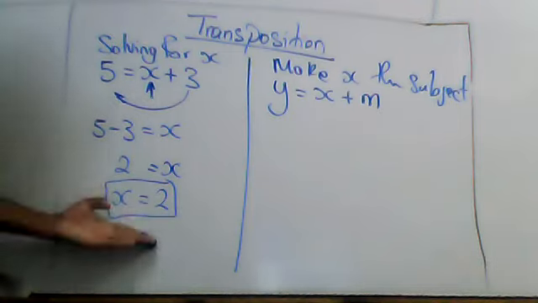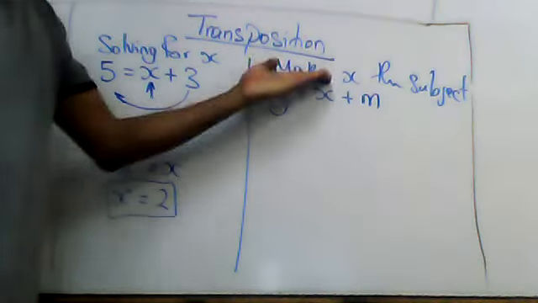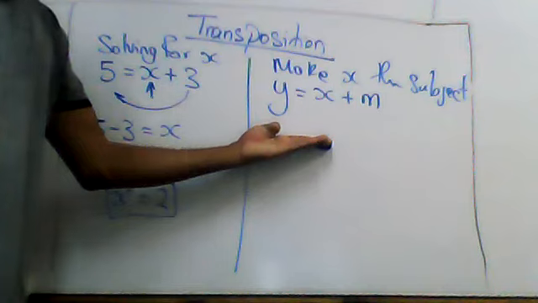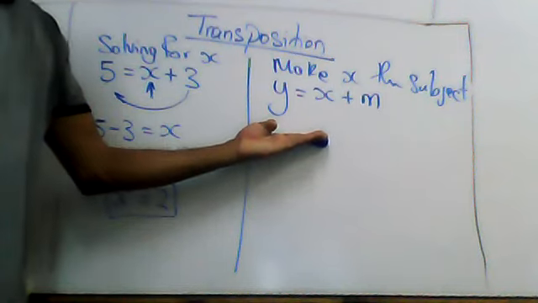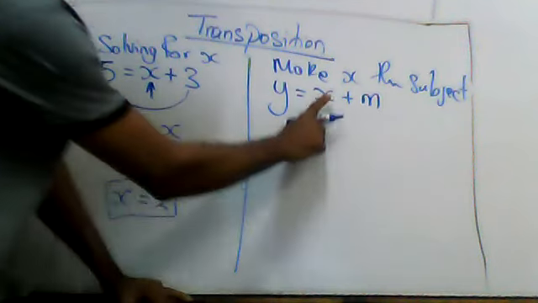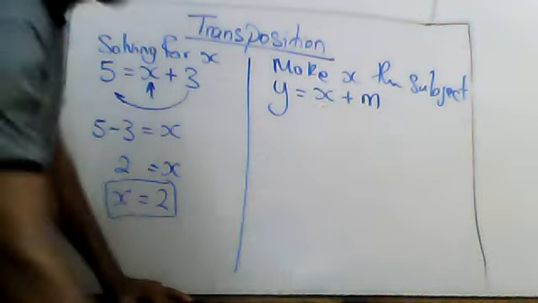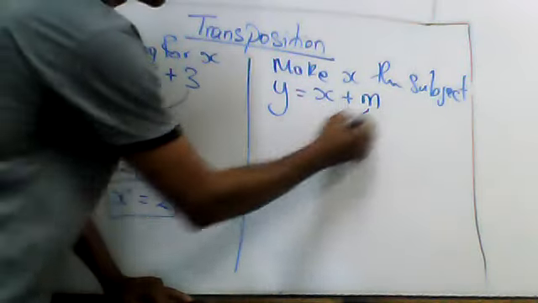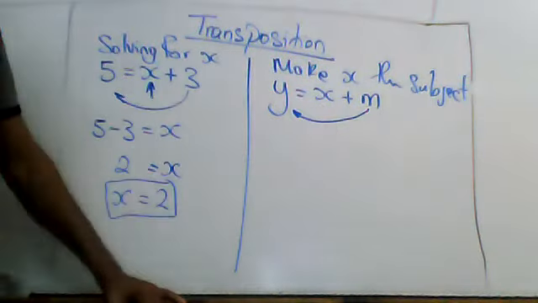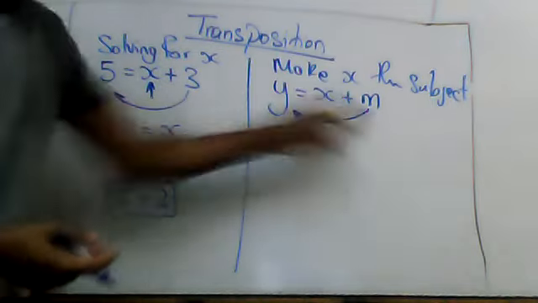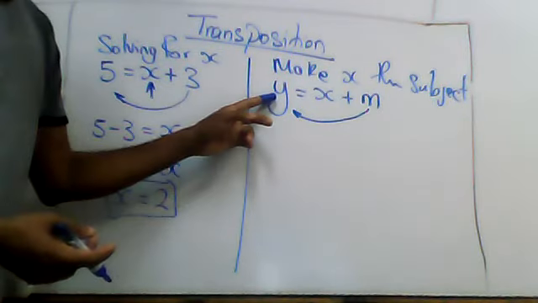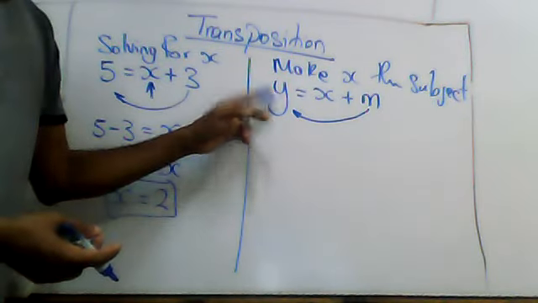Now, solving this linear equation is the same procedure for solving this transposition question. So to make x the subject, what we're supposed to do? We're supposed to do what? Collect like terms. It's just that in this case, it's not like terms we're collecting, because m is different from y. Understand what I'm saying?